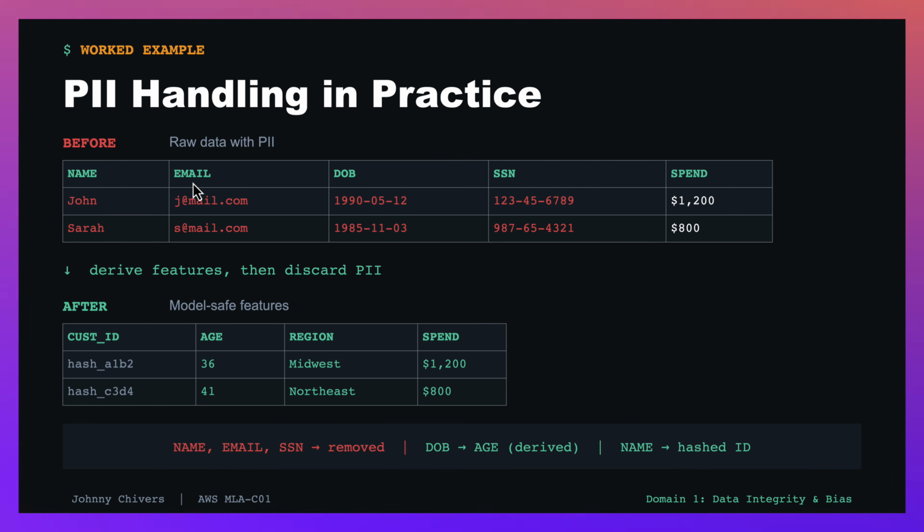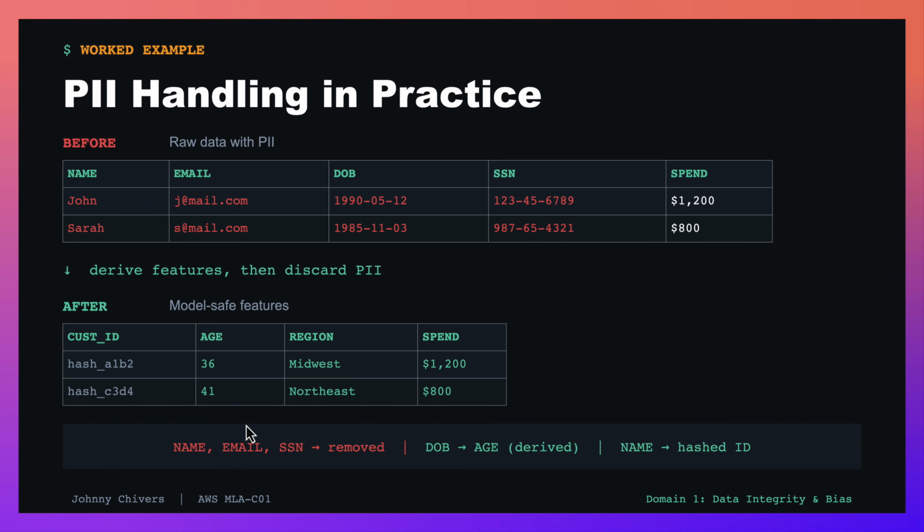This is an example of how you could handle PII data. So you can see here that basically we take the name of the customer and we translate that into a hash. So there's no point actually having the customer name in its raw form. We've hashed that. We've taken the date of birth and converted it into age. We've taken the location and turned it into a region. So we're up at a higher level. And then the spend stays because we actually do need this.